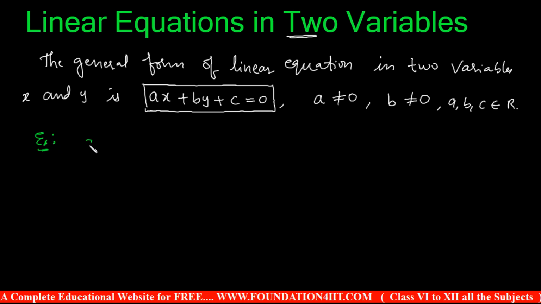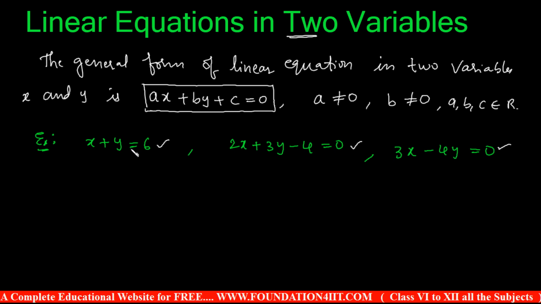For example, x plus y is equal to 6, this is also a linear equation in two variables. Or 2x plus 3y minus 4 is equal to 0. Or even you can write 3x minus 4y is equal to 0. These are all our examples of linear equations in two variables. There is an x and y variable. The constant is not there, we can imagine it's a 0 if required in the problem.